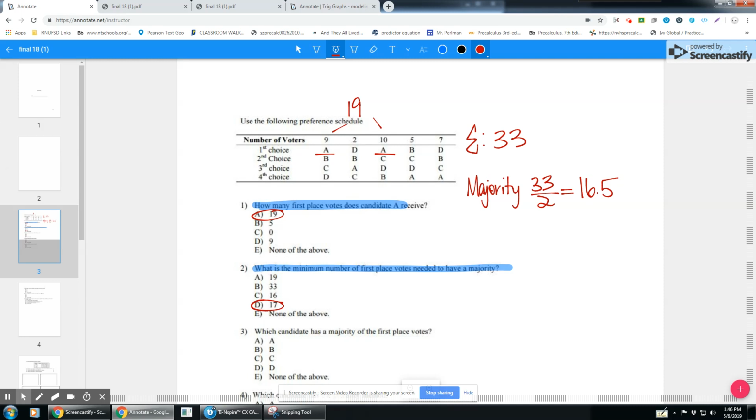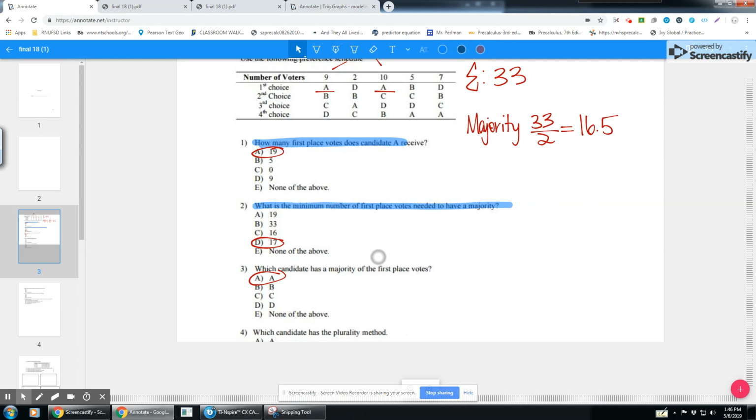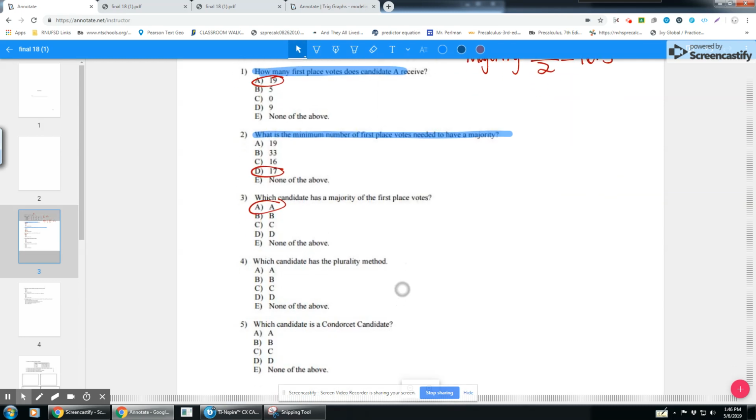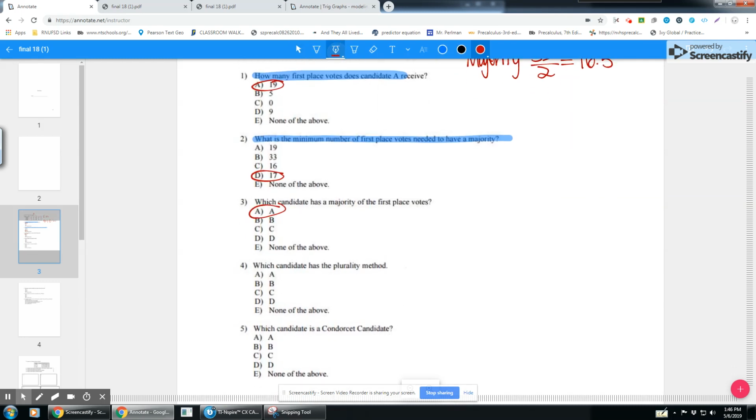Which candidate has a majority of first place votes? Well, that would have to be A, because they have 19 votes, and all you needed was 17. Which candidate has the plurality? Well, that's basically the same question. If you're a majority, then you're plurality. Which candidate is the Condorcet winner?